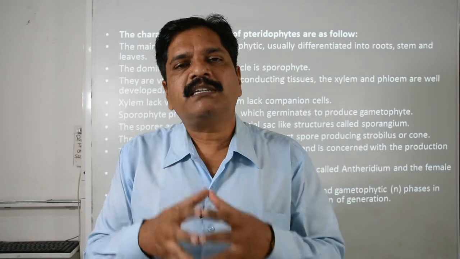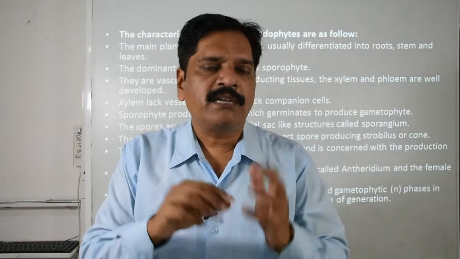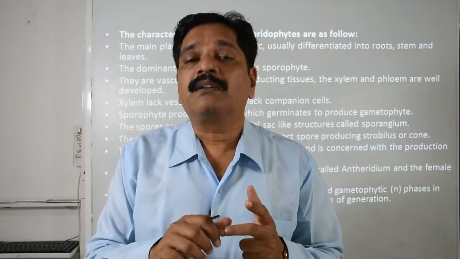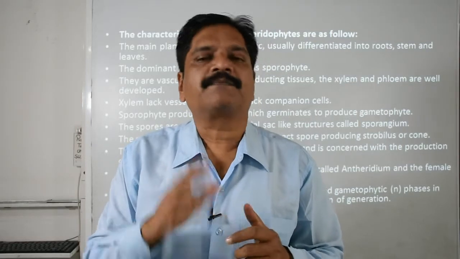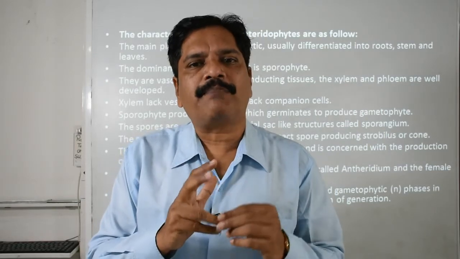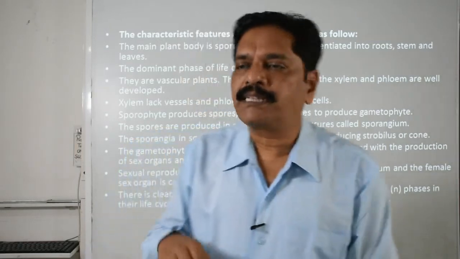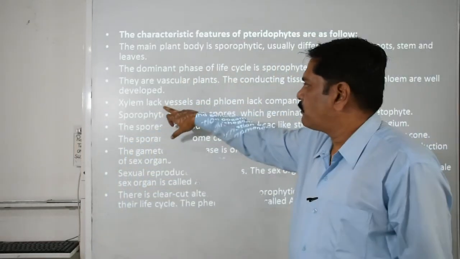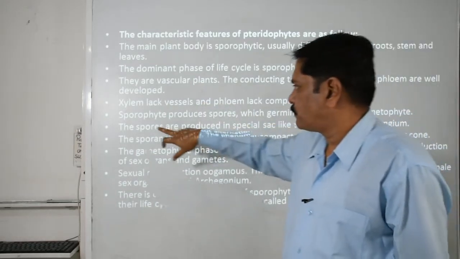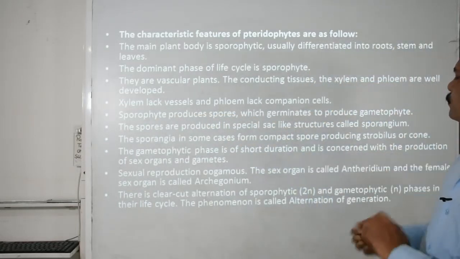Okay, and each tissue contains 4 components. Just like xylem is containing 4 components: xylem parenchyma, xylem fibers. Okay, then what are the 2 others? Tracheids and vessels, right? While when we talk about the phloem, phloem also contains phloem fibers, phloem parenchyma, and then the 2 others, that is the sieve tubes and the companion cells. So you can see that here the vessels are lacking in the xylem and the companion cells are lacking in the phloem, right? Then sporophyte produces spores which germinate to produce the gametophyte.